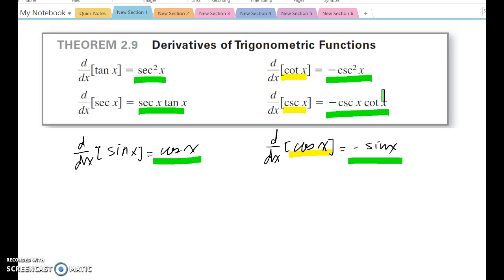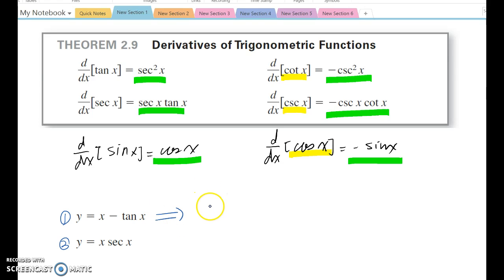Unfortunately, you have to remember all those six derivatives of trigonometric functions because you will keep utilizing them in calculus 2, calculus 3, or differential equations as well. Okay, then let's look at a few examples. Let's find the derivative of these two functions.